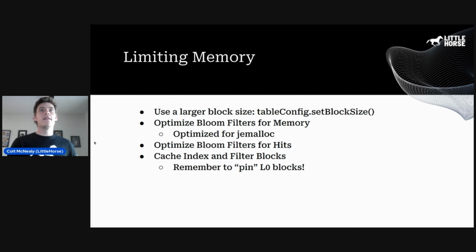You should do that. Having a larger block size hurts read performance just a tiny bit. You can also optimize bloom filters for hits, which is what I talked about, which is removing the bloom filter on the lowest level. You can optimize bloom filters for memory, which is just a flip that tells RocksDB, hey, I'm using jemalloc. Please optimize bloom filters for jemalloc, and that's pretty close to free in terms of performance, but it reduces memory overall. The last thing you can do is cache your index and filter blocks.